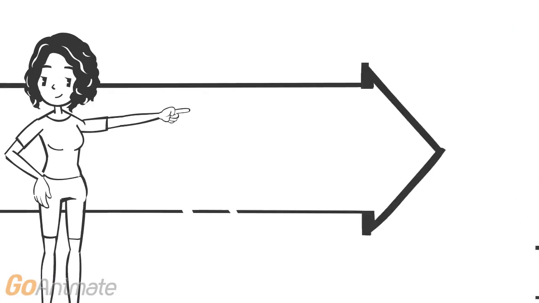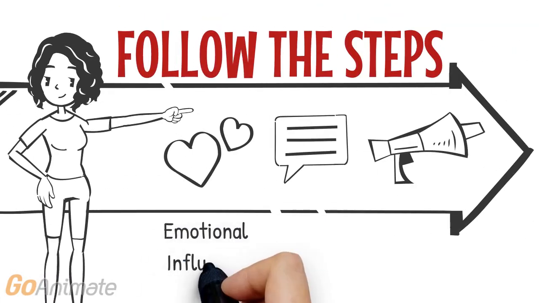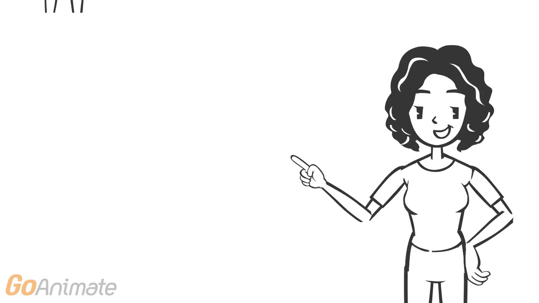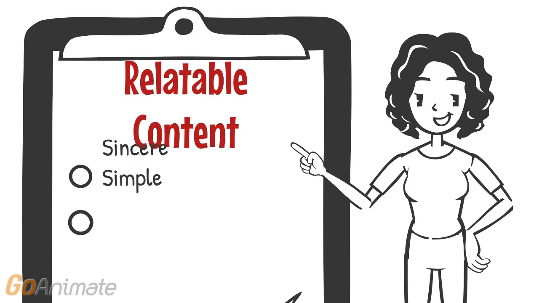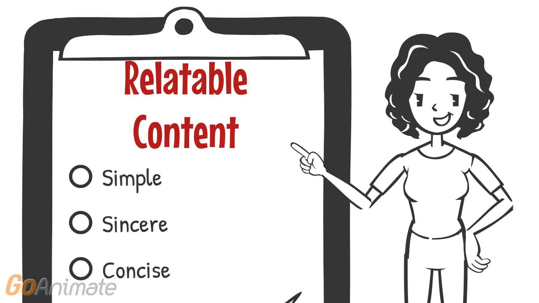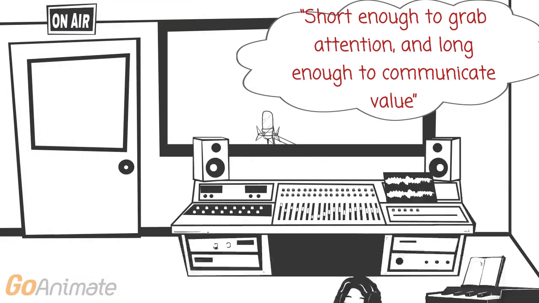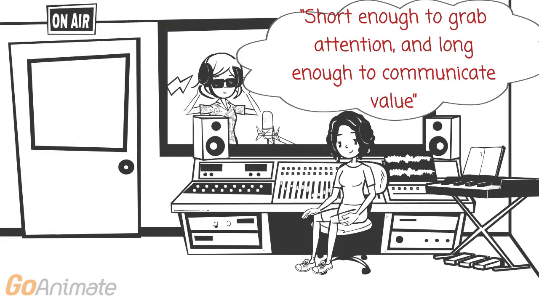The second step is relatable content. For the audience to engage and relate with the story, the content must be simple, sincere, and concise. Short enough to grab attention and long enough to communicate value.